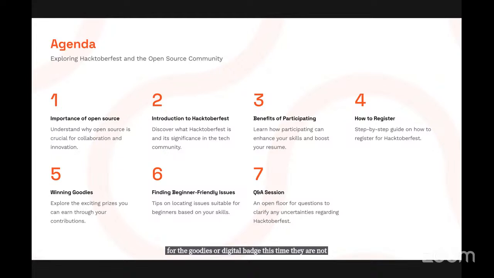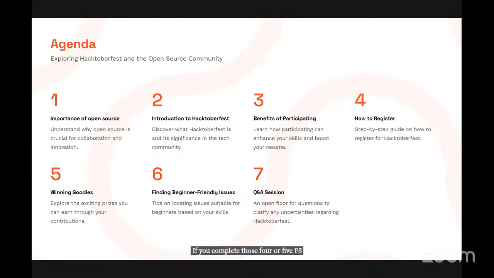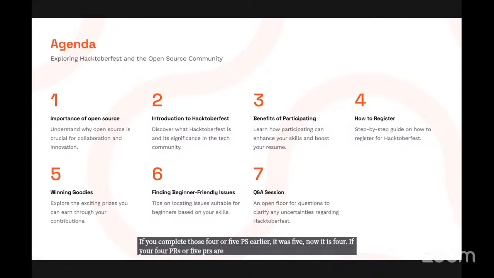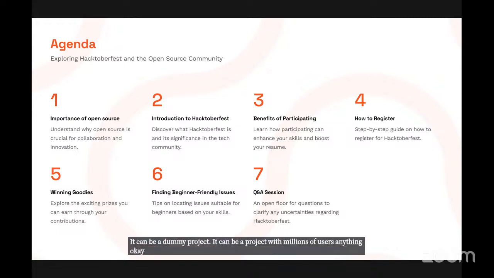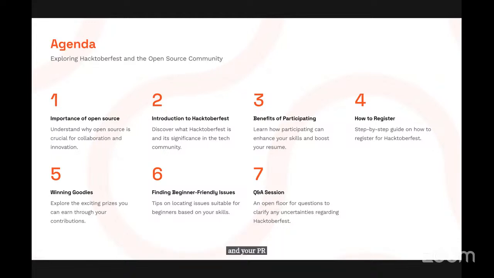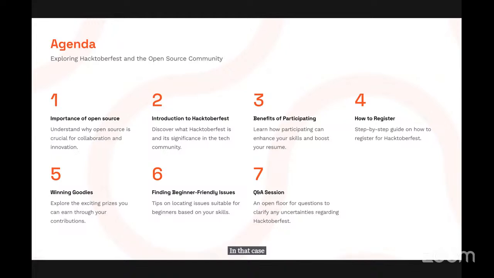Earlier, what happened was, if you complete those 4 or 5 PRs, earlier it was 5, now it is 4, if your 4 or 5 PRs are merged successfully into a project, it can be a dummy project, it can be a project with millions of users, anything. If they are successfully merged to a project and your PRs are approved and merged, let's say in the first 10 days or before the end of October, you successfully merged 5 PRs and they are approved and merged, in that case you are eligible for the Hacktoberfest goodies.